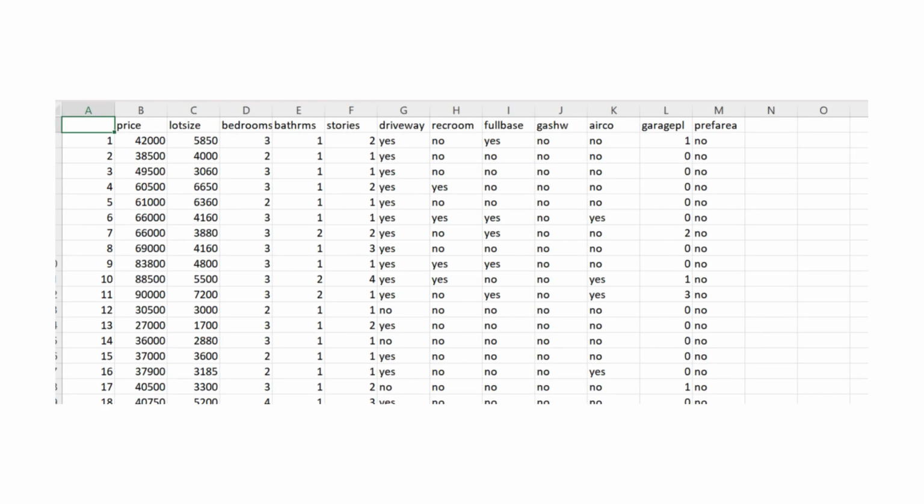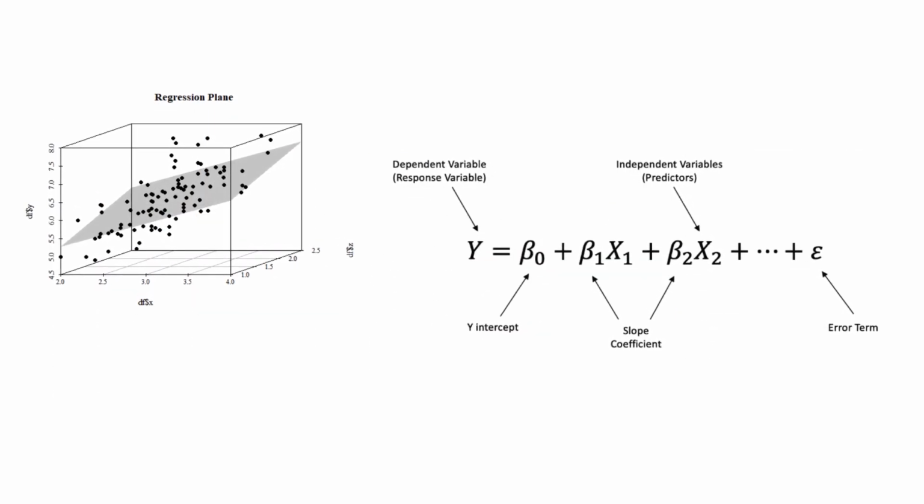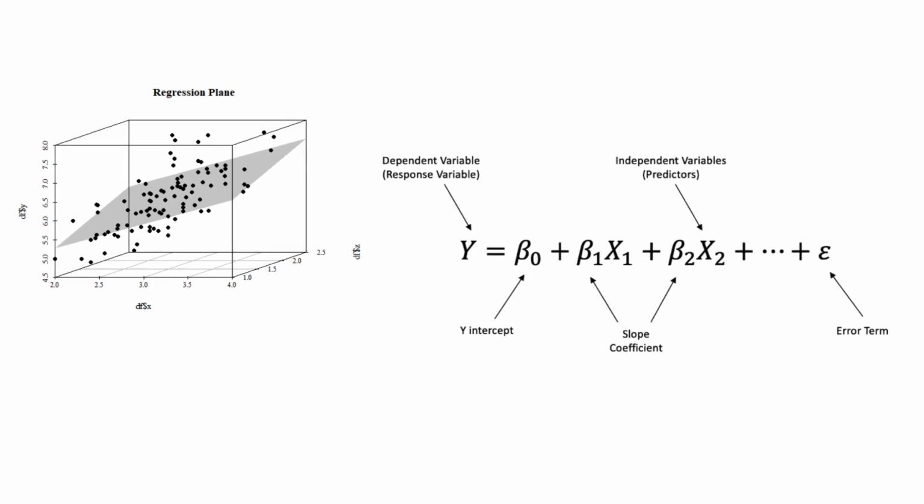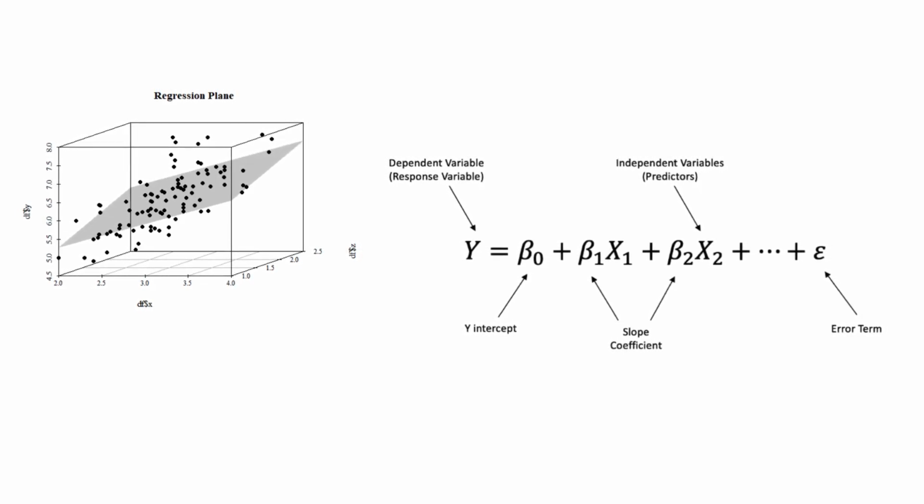The model works by finding the values of these coefficients that minimize the sum of squared differences between the predicted and actual values. The process is called least squares estimation.